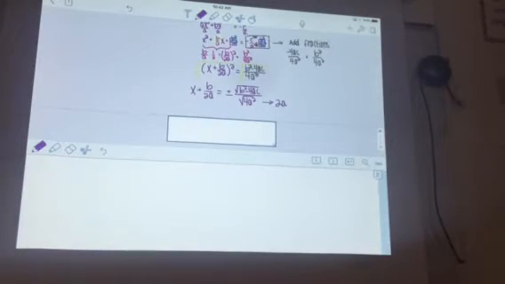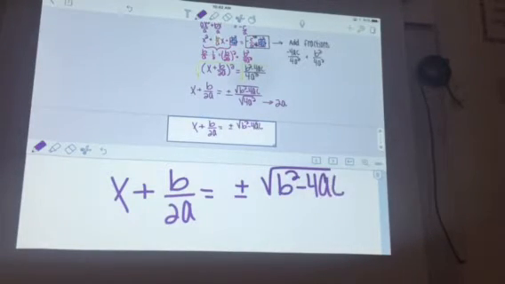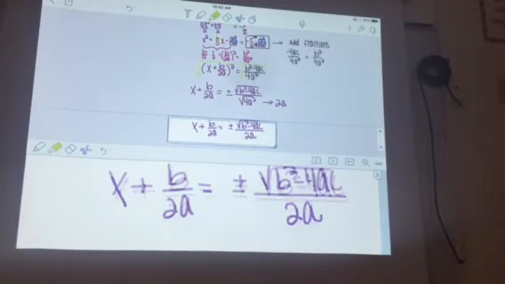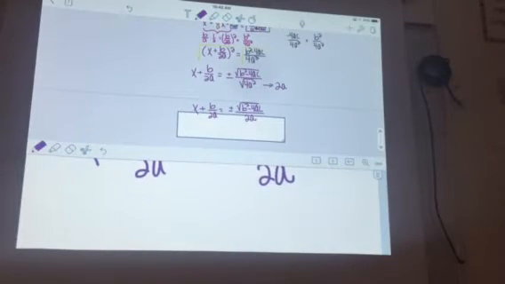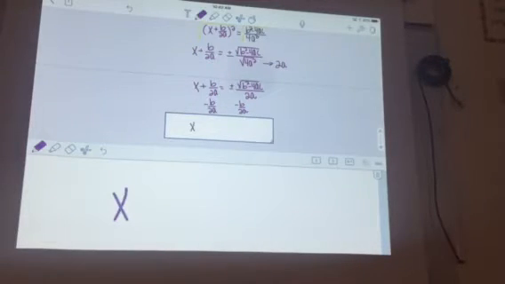So now what we've got is x plus b over 2a equals plus or minus square root of b squared minus 4ac all over 2a. And there's only one more thing to do to get x alone. Right now x has this term over here, and we need to get rid of that term. You get rid of that term by subtracting. So we'll subtract b over 2a from both sides. So we get x is negative b over 2a.